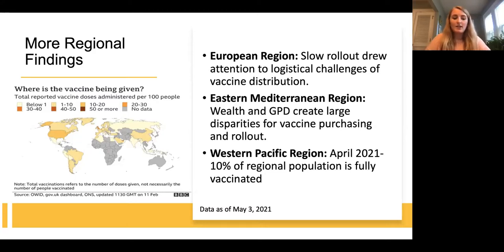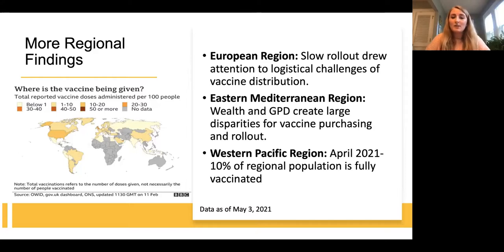In the Eastern Mediterranean region, we noted that every country in this region is part of the COVAX Alliance, which we will speak more on later in this presentation. However, issues of active conflict and income inequality have hampered the vaccination rollout.